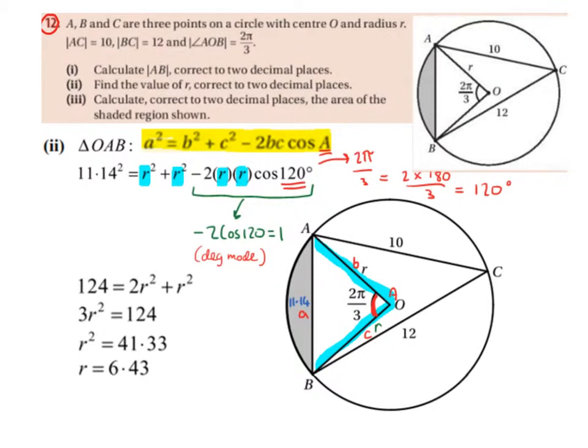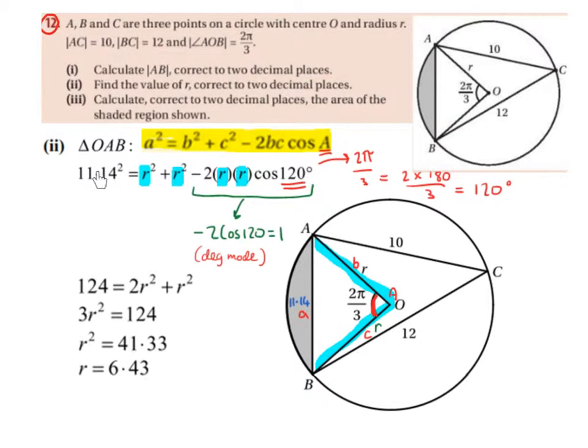So subbing into our formula, the a squared is 11.14 squared. Bring down the equals. The b squared is r squared. The c squared is r squared. Bring down the minus 2, multiplied by r and r, and cos of A, which is cos of 120 degrees. We get this because we are given 2 pi over 3 as our angle. So 2 pi over 3 becomes 2 multiplied by 180 over 3, which is 120 degrees, because remember, pi is equal to 180 degrees. We have to use degrees for the cosine rule. We cannot use radians.